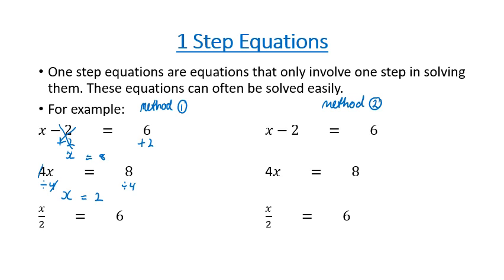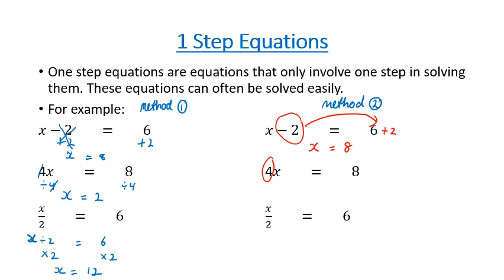Here, this is actually x divided by 2. The inverse is actually multiplying by 2. I need to do that to both sides. X, therefore, equals 12. If I'm going to do method 2, remember that I'm taking this -2 and putting it over the other side. This becomes +2. Therefore, x equals 8.